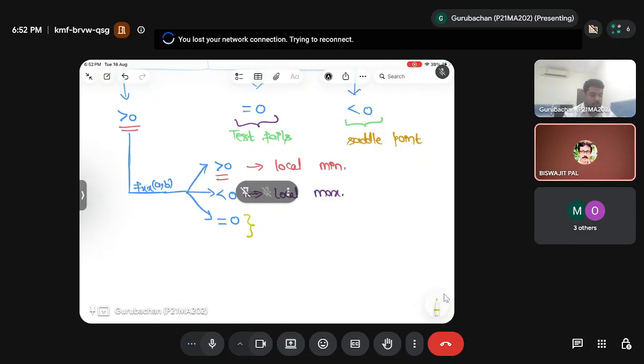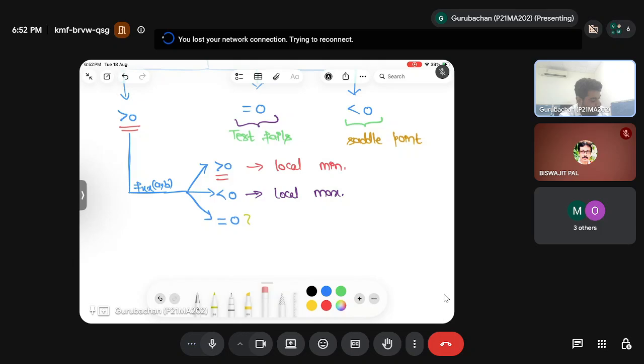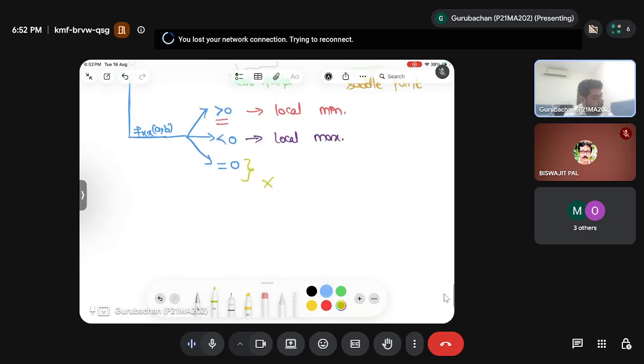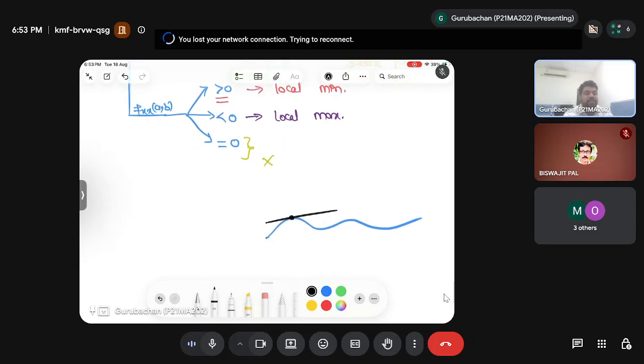No conclusion, so we cannot say anything. So we leave this case because whenever you are in a single variable, you are talking about a curve. So what is the meaning of this tangent? That means this point is a good candidate to say that it can be maximum or it can be minimum. What if the double derivative is also 0? Then obviously we cannot comment anything over it.